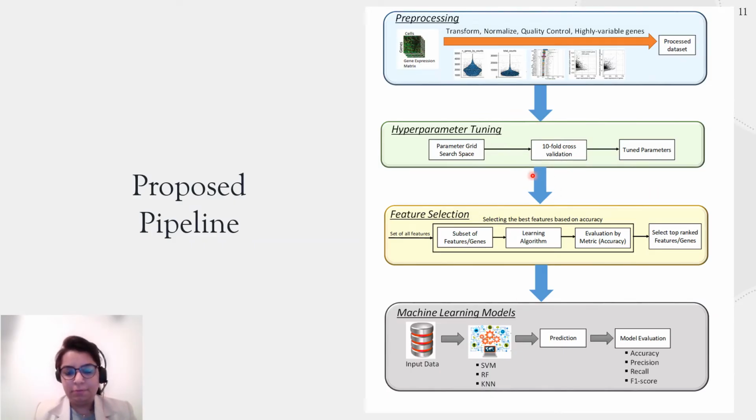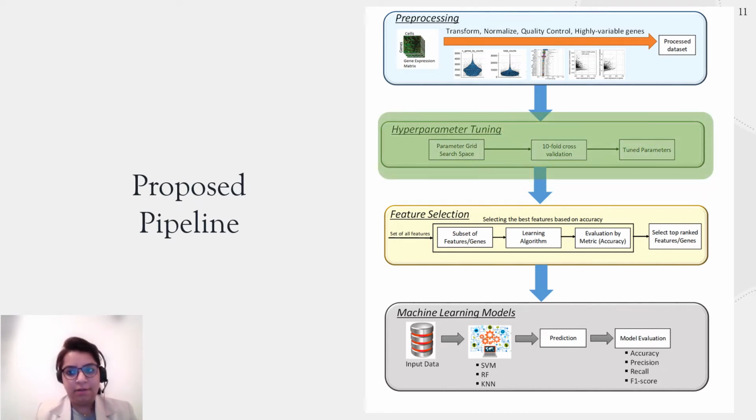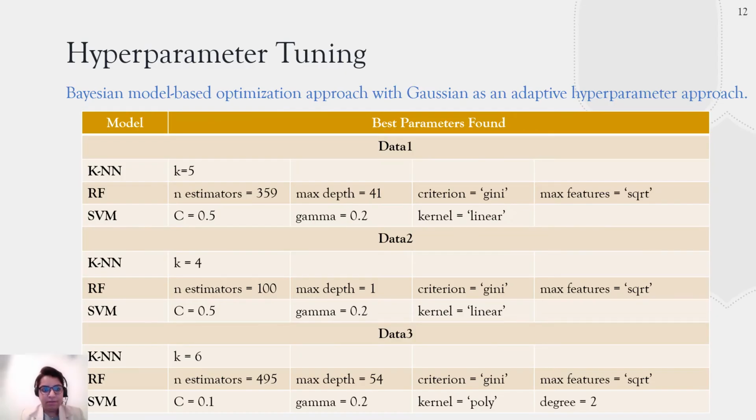The next step in our proposed pipeline is hyperparameter tuning. This step is used to find the best parameters for the classification methods. It is done on the pre-processed data. To select the best parameters of the classifiers KNN, RF, and SVM, we used a Bayesian model-based optimization approach with a Gaussian process as an adaptive hyperparameter approach. This table shows the best parameter found for each method for each dataset. For example, k equals 5 is the best parameter for KNN for dataset 1.